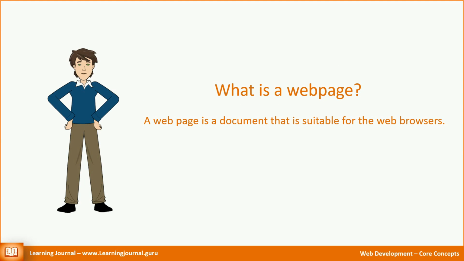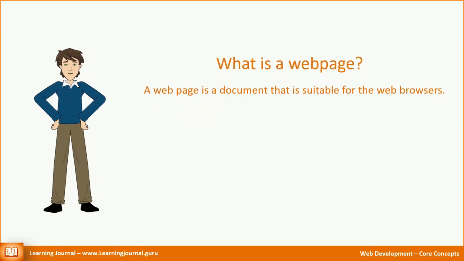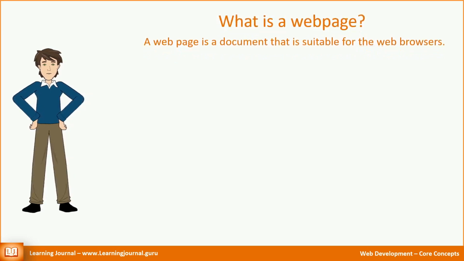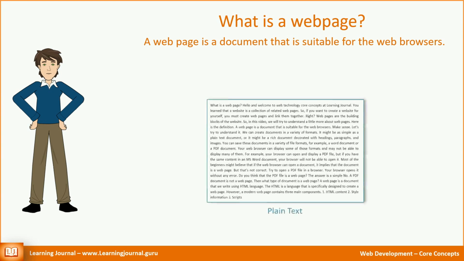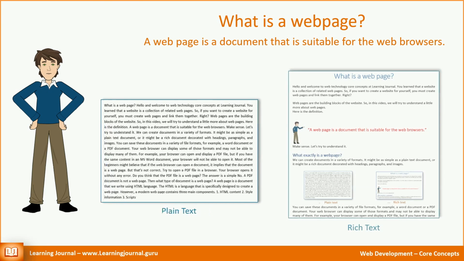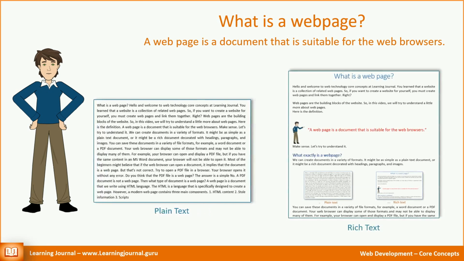Here's the definition. A web page is a document that is suitable for the web browsers. Make sense? Let's try to understand it. We can create documents in a variety of formats. It might be as simple as a plain text document, or it might be a rich document decorated with headings, paragraphs, and images. You can save these documents in a variety of file formats. For example, a Word document or a PDF document.